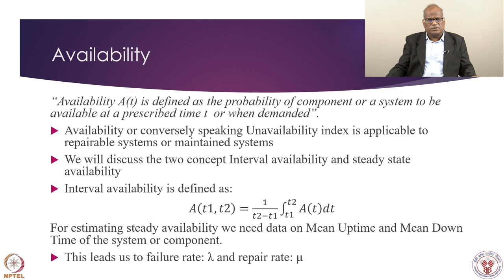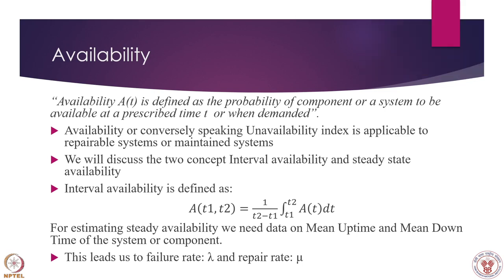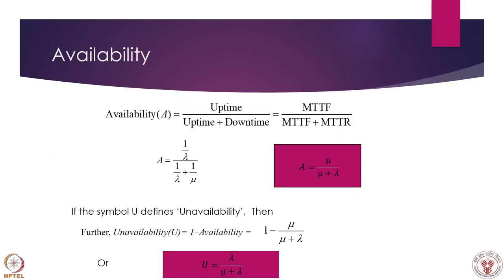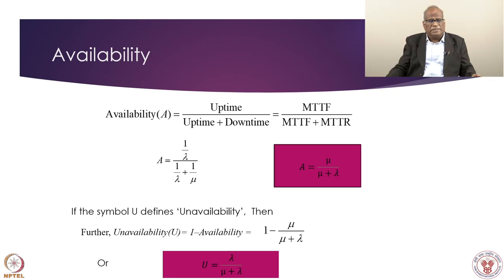Now, this leads to one failure. Availability, as I told, has a repair component and a failure component. So if I have to define availability in terms of repair and failure, then availability can be given by uptime, that means the system is working, and downtime, that means the system has failed and is being repaired. So availability can be given by this formula, that is uptime over uptime plus downtime, that means total time.